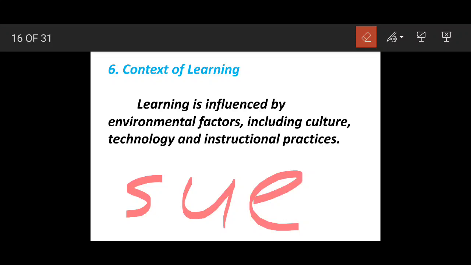That's context of learning. Yung kanyang religious beliefs. You should respect. So that there will be fairness and equality in our class.